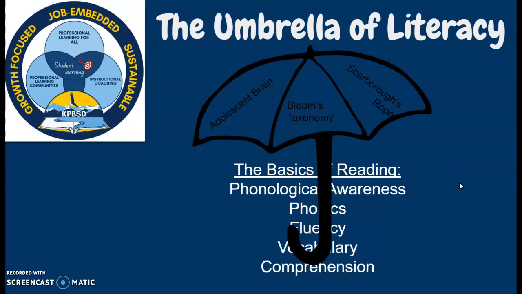The umbrella of literacy does cover the basic reading skills. Those are still there and still need to be kept in mind and are essential. They need to be skills that are taught, that these children need to know in order to read. If they don't have them, they will not be able to read. They will struggle, right? However, under that umbrella of literacy, there are three things that cover the basic reading skills. We have the idea of the adolescent brain, because we are talking secondary level. We have Bloom's taxonomy, and we also have Scarborough's rope. So I'm going to spend a little bit of time talking about those three things right now.